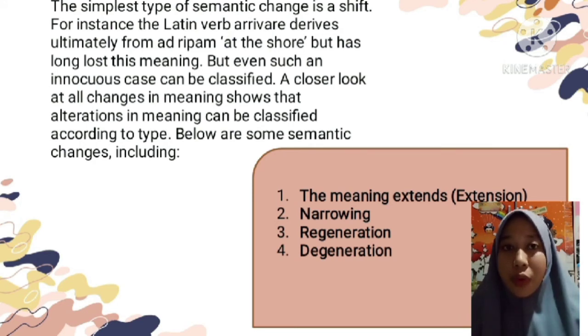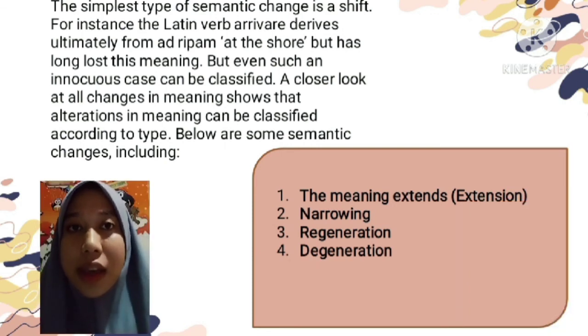A closer look at all change in meaning shows that alteration in meaning can be classified according to type. There are 6 semantic changes, namely: Number 1, the meaning extends. A change in meaning extends is a symptom that occurs in a word or lexeme which at first only has one meaning, but then due to various factors it has other meanings. For example, the word brother at first only meant sibling by the same parents. Then the meaning developed to anyone who is related by blood. As a result, even my uncle's son was called a brother.